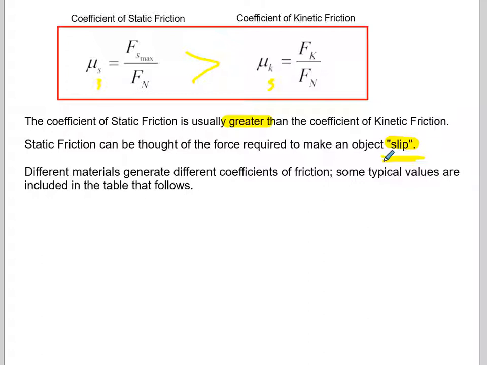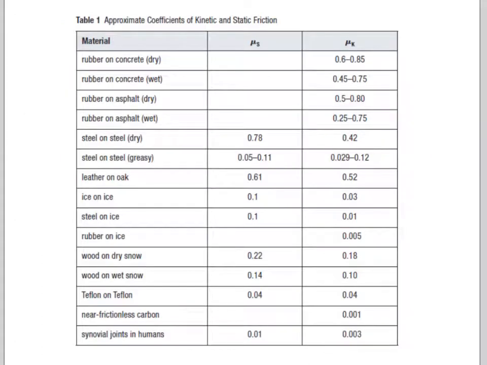So different materials generate different coefficients of friction. We've got a couple here. These are right from your textbook.